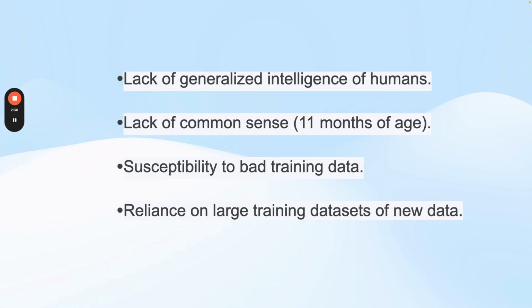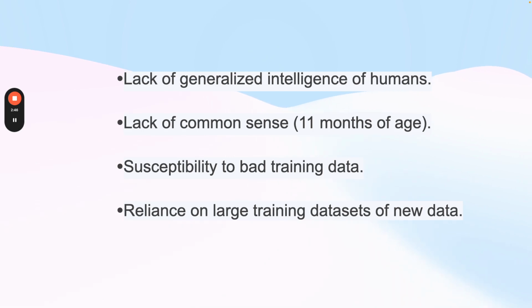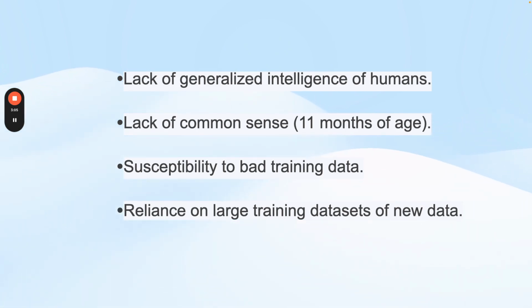What lacks here when we're dealing with AI is that generalized intelligence of a human, of course, as well as the common sense. So they're saying that by the age of 11 months, most individuals have some common sense. Of course, a machine is not going to have that ability. It's susceptible to bad training data. So in other words, information that's getting put in is not always accurate. It's not always correct. And then that's bad information.